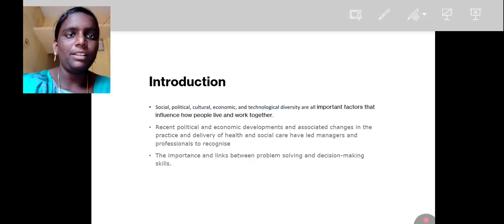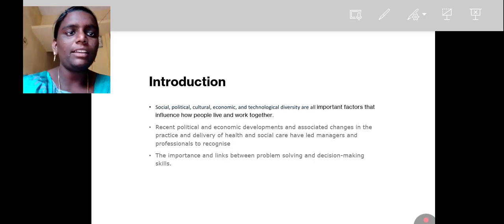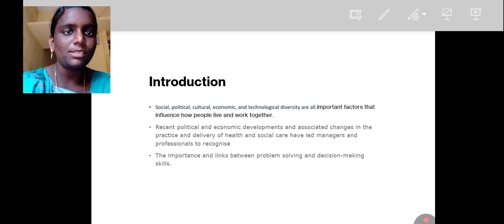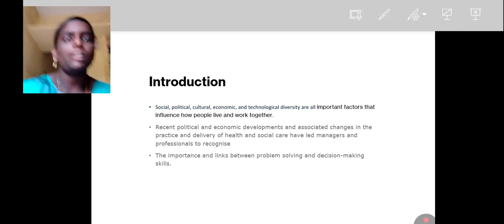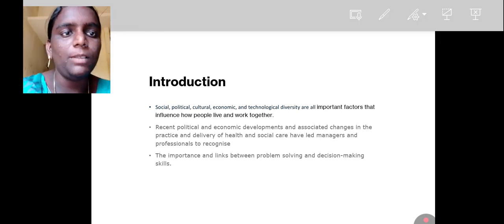Technological possibilities. Introduction: social, political, and cultural economy. There is technological diversity, and these are important factors that influence how people live and work together. There are reasons of political and economic development associated with changes in the practice of delivery in health and social care. There are the ways professionals recognize the important links between problem solving and decision making skills.